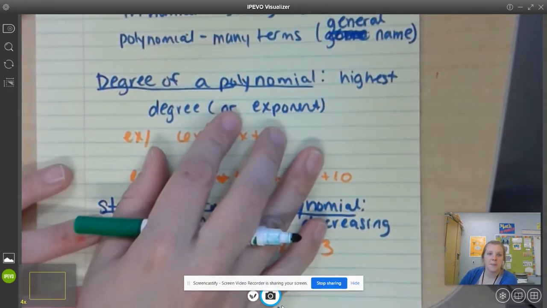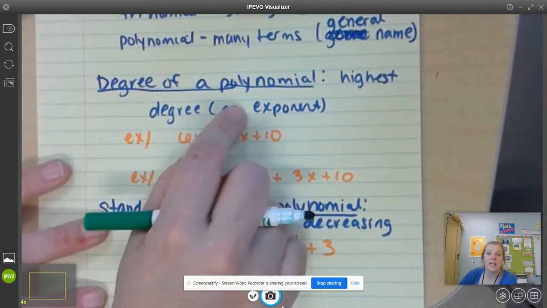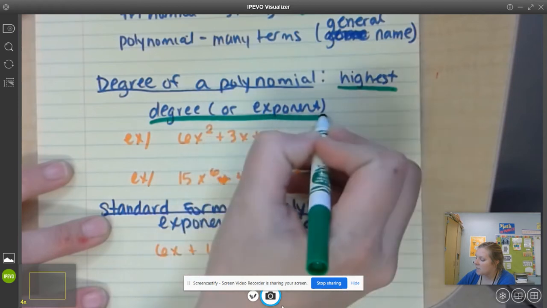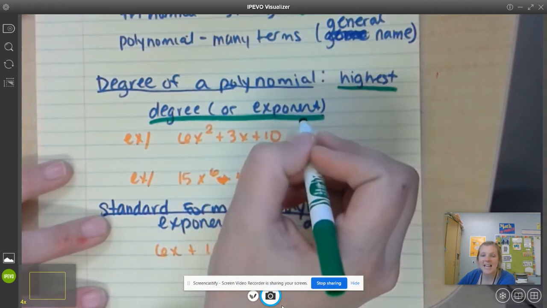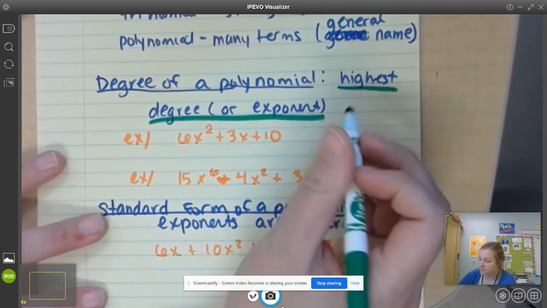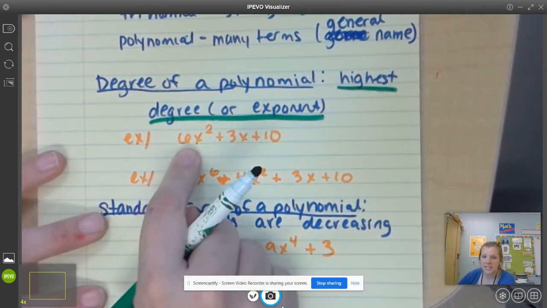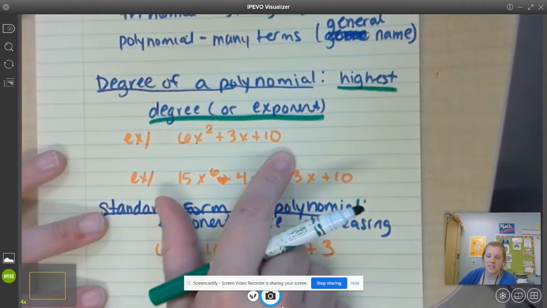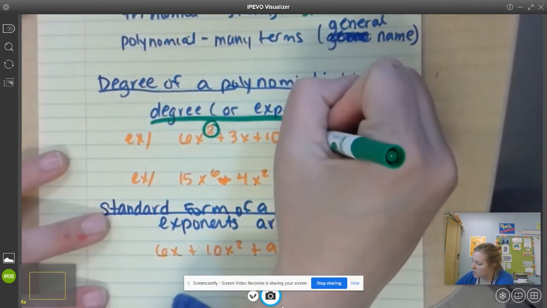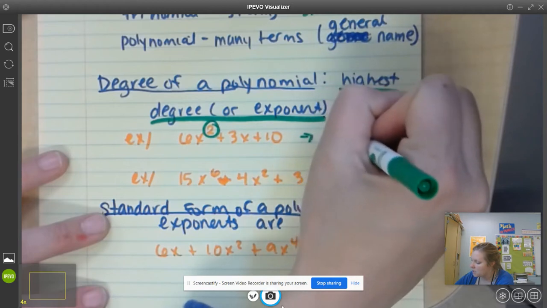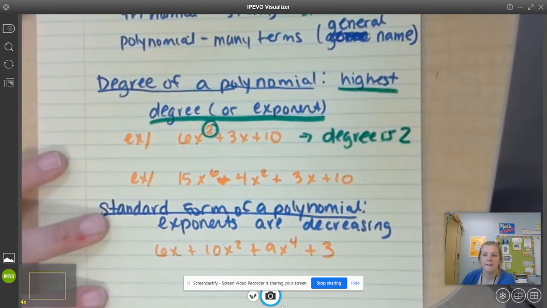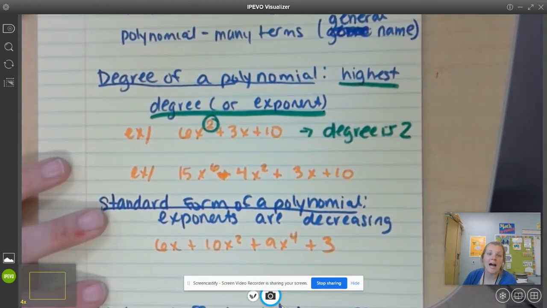All right, sometimes you're asked to find the degree of the polynomial, and the degree of the polynomial is the highest degree or the highest exponent of the entire polynomial. So in this case, if I look at 6x squared plus 3x plus 10, the biggest exponent is a 2, so we would say that the degree is 2. It's just literally the highest exponent.